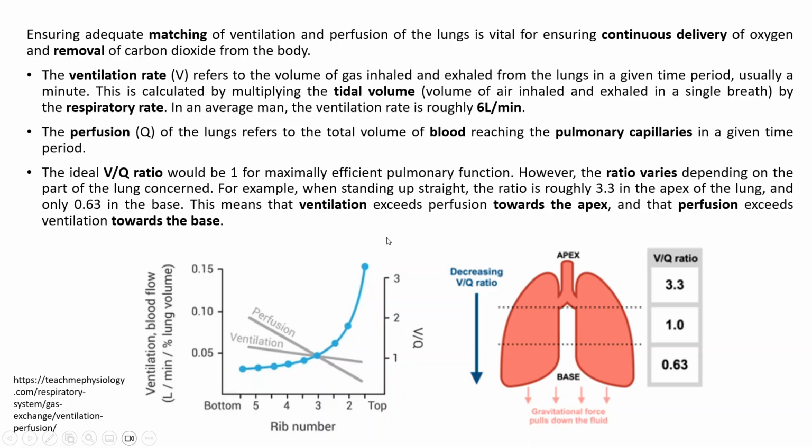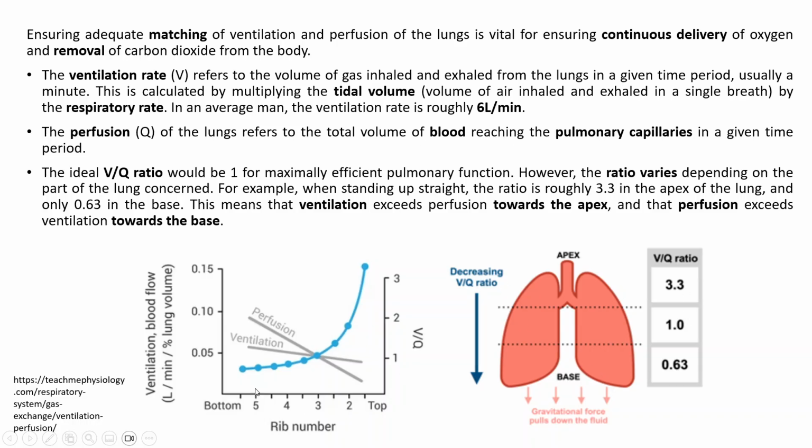Perfusion is higher because of gravity. We'll talk about why. This means that in the apex you have ventilation exceeding perfusion. So V is more than Q towards the apex, and towards the base you have higher perfusion than ventilation, and it's because of the gravitational force that pulls fluids downwards. So even in the lungs you have this gradient of VQ ratio.